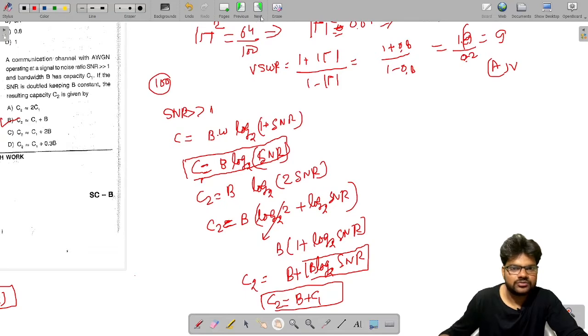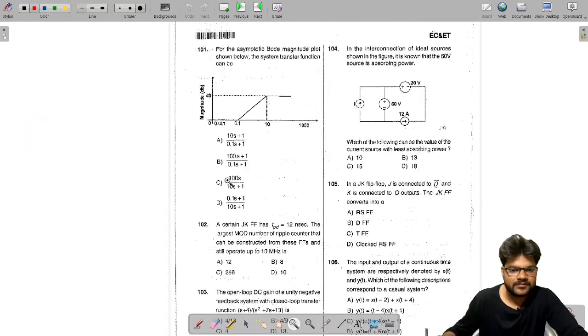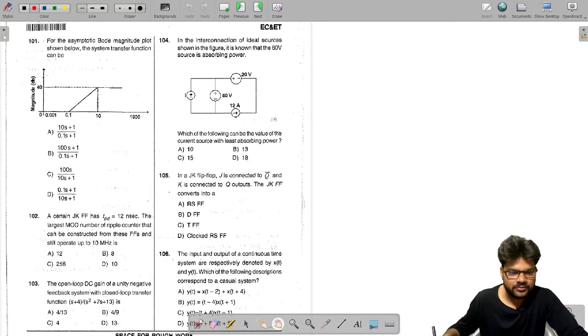Now let us go to next questions. So question number 101. Okay, so again this is from control system, from Bode magnitude plot topic. So the question is, for the asymptotic Bode magnitude plot shown below, the system transfer function can be. So we can write question number 101. So system transfer function we write k.